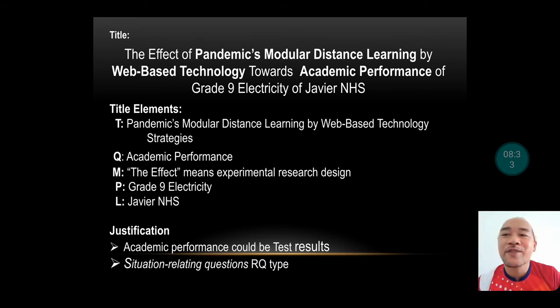Kaya mayroon tayong justification dito na sinasabi doon sa note, dapat tangible, dapat doable. So, tangible ba, doable ba yung academic performance? Opo, kasi ito ay pwede lang galing sa test result, pwede lang sa exam. Tangible naman yan. And, ano yung RQ type na kinonsider natin dito? Situation relating question siya. So, kaya, shoot siya doon sa quantitative type of research.